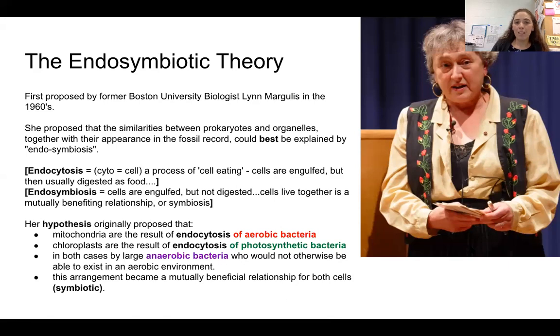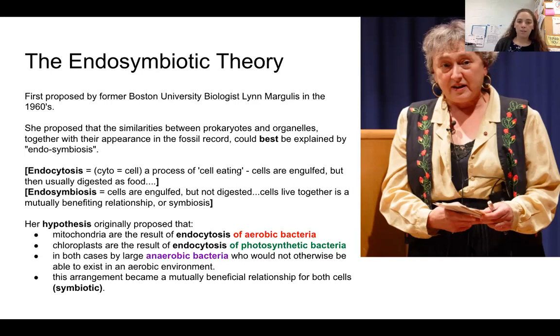Here we've got our endosymbiotic theory, which is what explains this. This was first proposed by microbiologist Lynn Margulis back in the 60s. Her original hypothesis, because remember in biology we have a hypothesis, then when it gets tested and we get lots of evidence, it goes up to a theory, which is going to be more widely accepted and valid. So she proposed mitochondria are the result of endocytosis of aerobic bacteria.